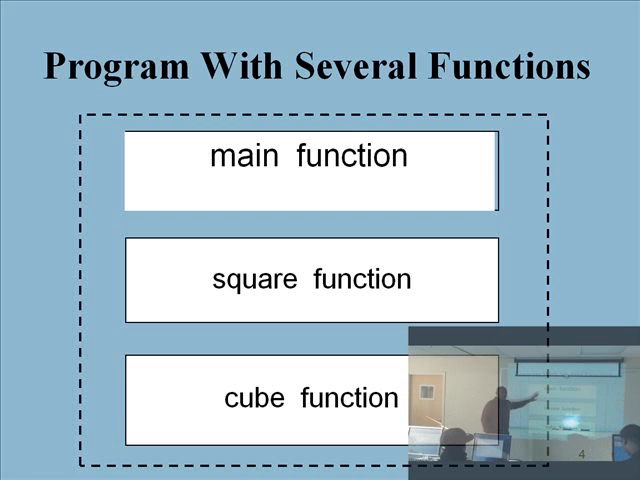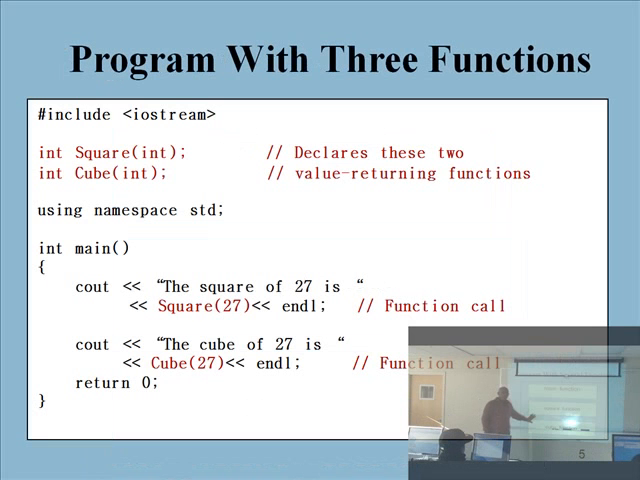So let's take a quick look at a set of functions that are being put together to comprise a C++ program: a main function, a square function, a cube function. Here's our source code, and some of this should begin to be familiar to you. You've seen this int main, and we worked with this namespace on Monday. What we didn't see, and what's probably new to you, are these two statements. These are called function prototypes.